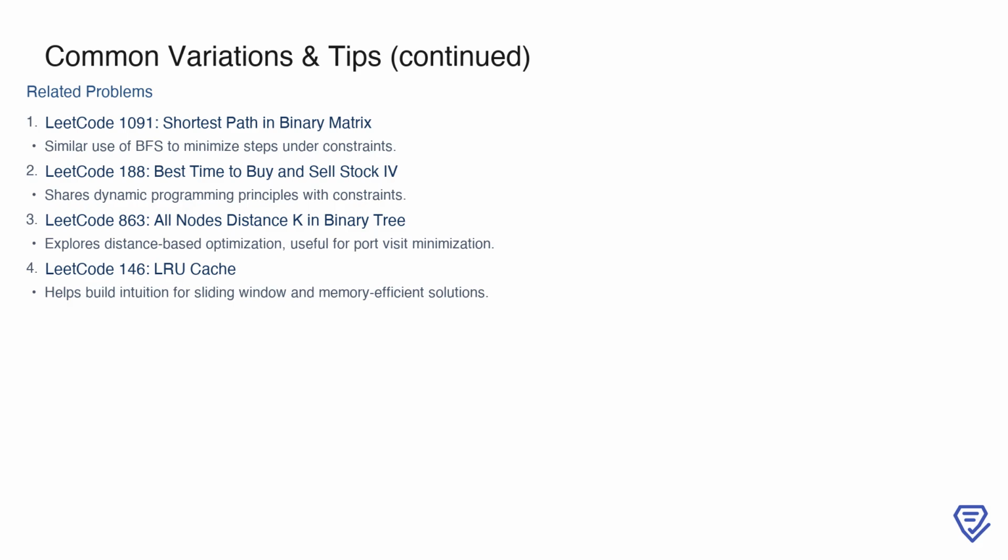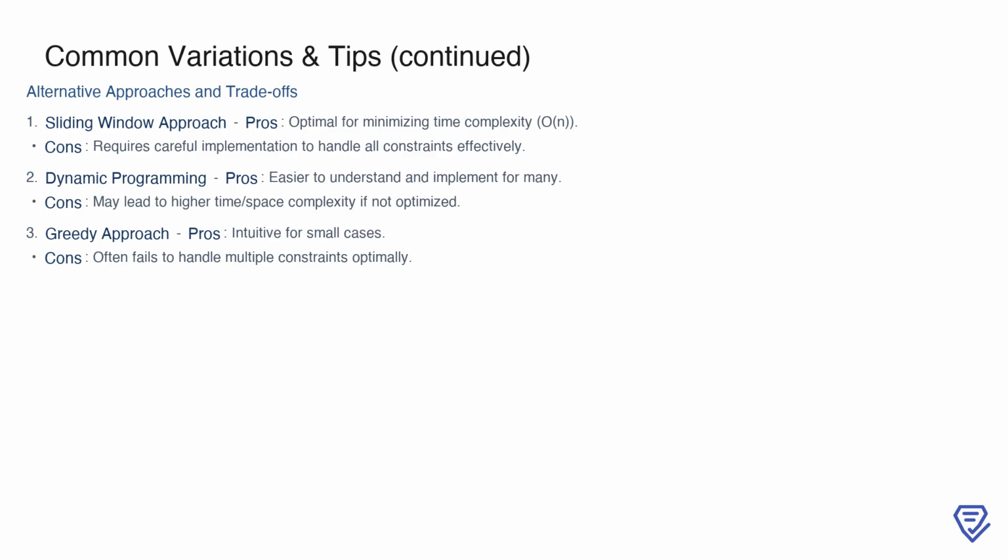needed for this problem. Finally, let's consider some alternative approaches and their trade-offs. The sliding window approach is highly efficient, with a time complexity of O(n), making it optimal for minimizing runtime. However, it requires careful implementation to ensure all constraints are handled correctly. On the other hand, dynamic programming is often easier to understand and implement, especially for problems with multiple constraints. The downside is that it may lead to higher time or space complexity if the state transitions are not optimized.